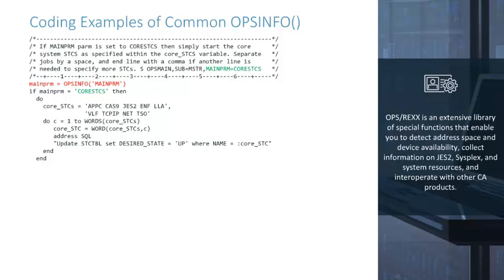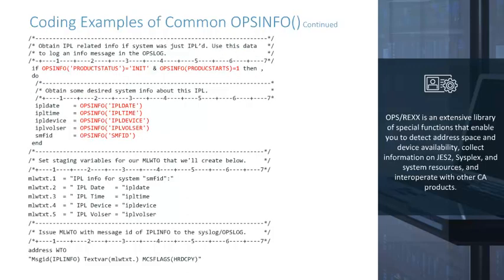In this particular code, the System State Manager, or SSM, component of OPSMVS, which automates system STCs, is being instructed to only start core or system critical resources if the start command of OPSMVS included a main_parm equals core STC statement. This is a typical system request during a maintenance window that is performed after an IPL, or perhaps in an emergency IPL situation where you do not want to initially start up all system resources.